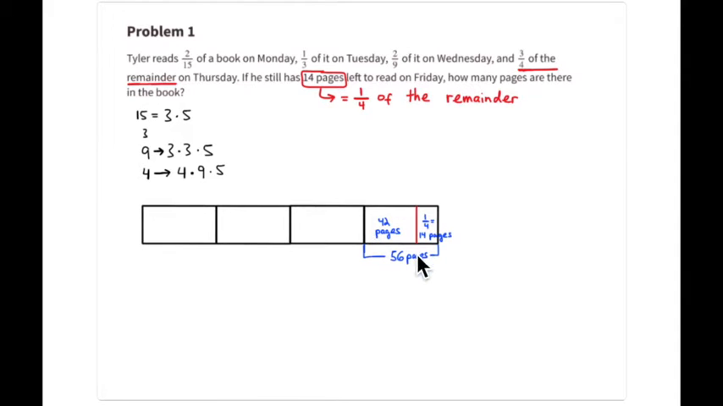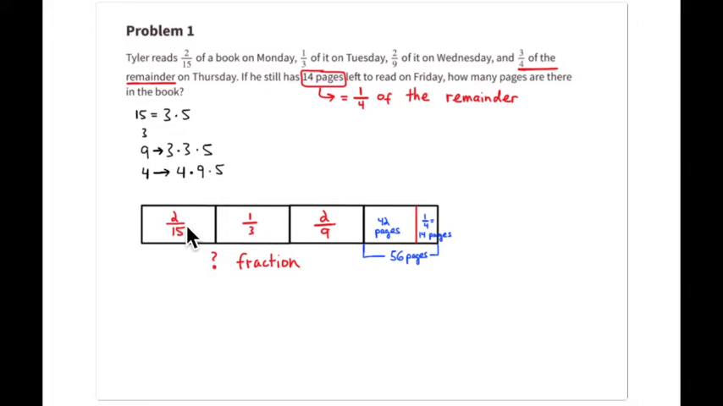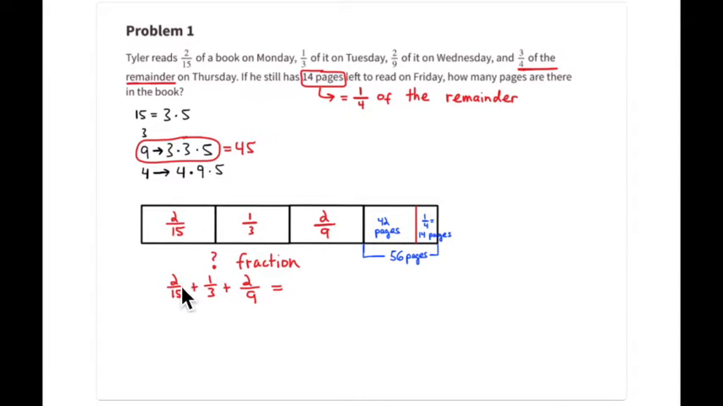So what fraction of the entire book are those 56 pages? Well, this piece right here is 2/15 of the book. This piece right here is 1/3 of the book, 2/9 of the book, and this is going to be the remaining fraction. After I figure out what fraction all of these pieces are, this is going to be the remaining part. So 2/15 plus 1/3 plus 2/9. I have to add all of those together.